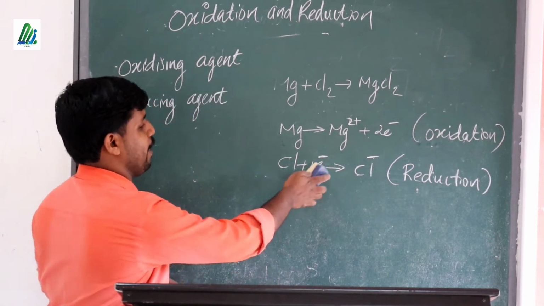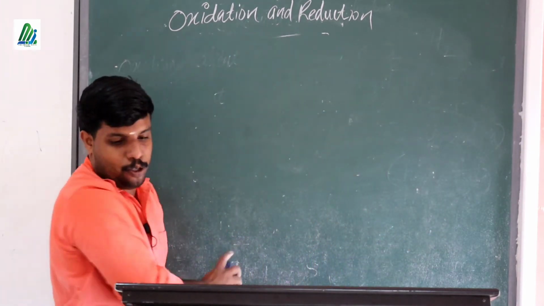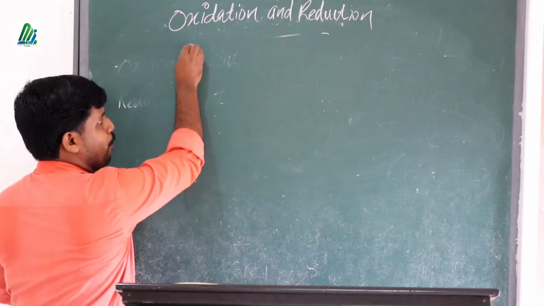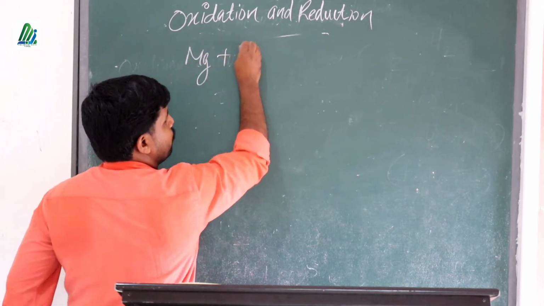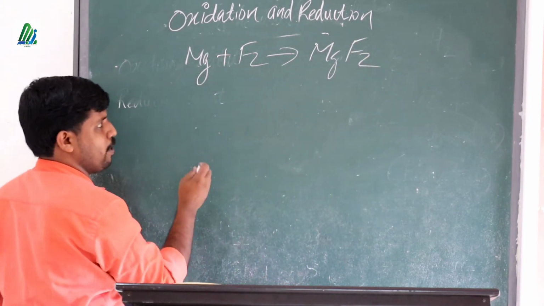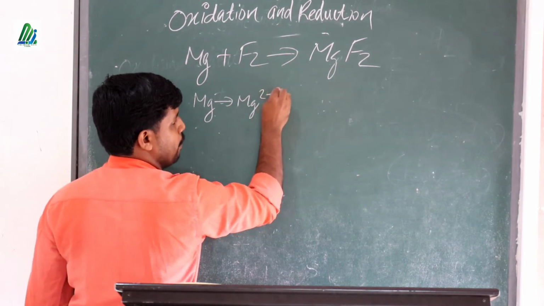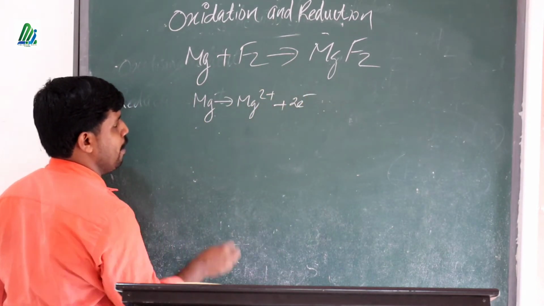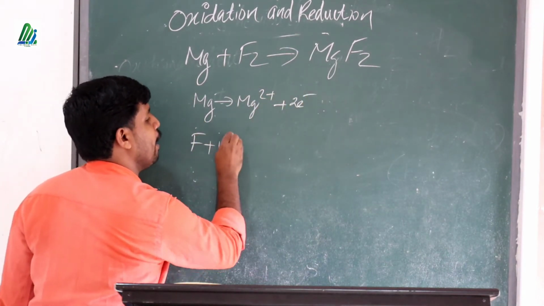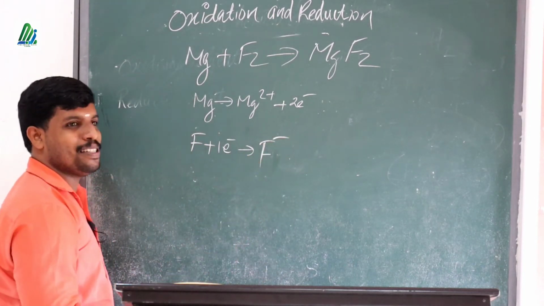Again, one more example we are explaining here, one given in your textbook, I think. It is related to magnesium fluoride. You write the equation Mg plus F2 gives MgF2. How can we write the equation? Mg gives Mg2+ plus 2 electrons. Then F plus 1 electron gives F minus.